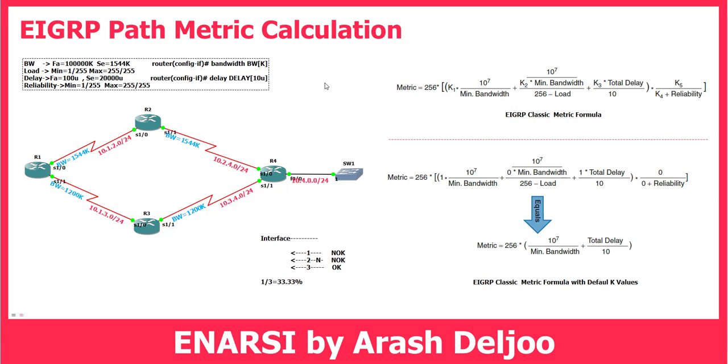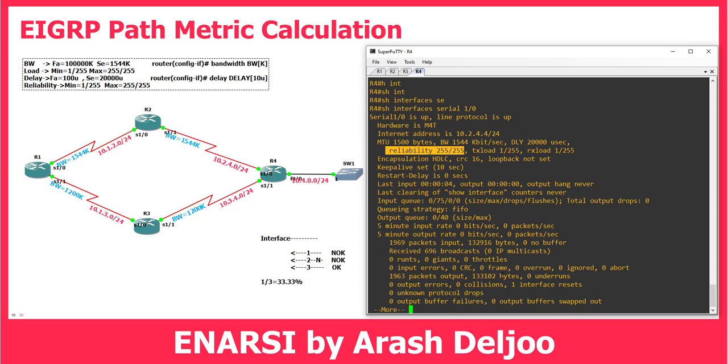Because of that, if you check show interface serial 1/0 or other interfaces, you can see that the reliability by default is 255 over 255, meaning we don't have any problem. As you can see here, now we understand the bandwidth, delay, reliability, and also load.